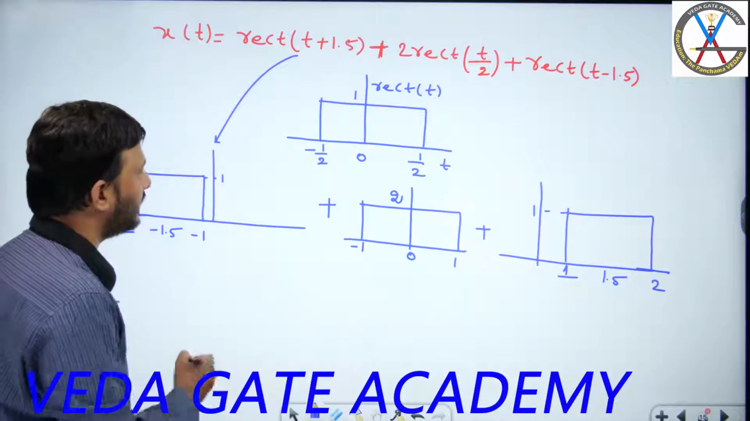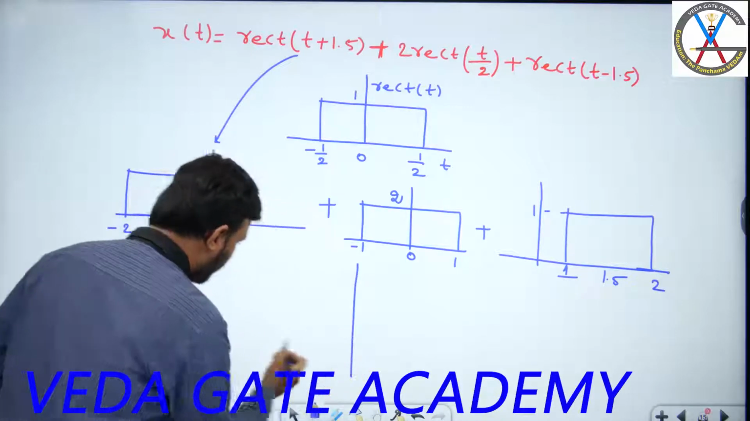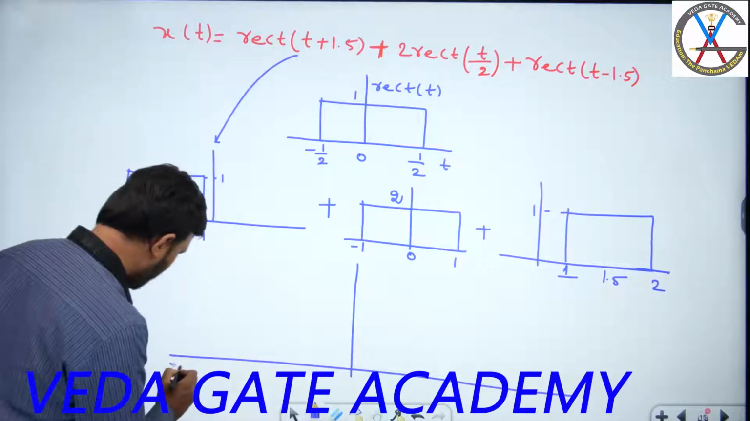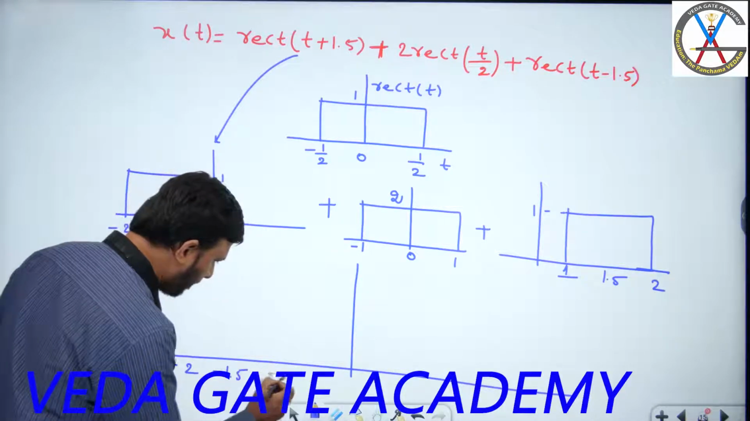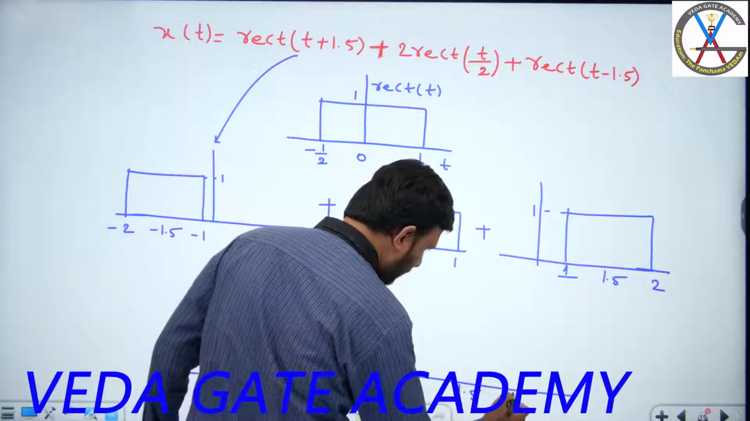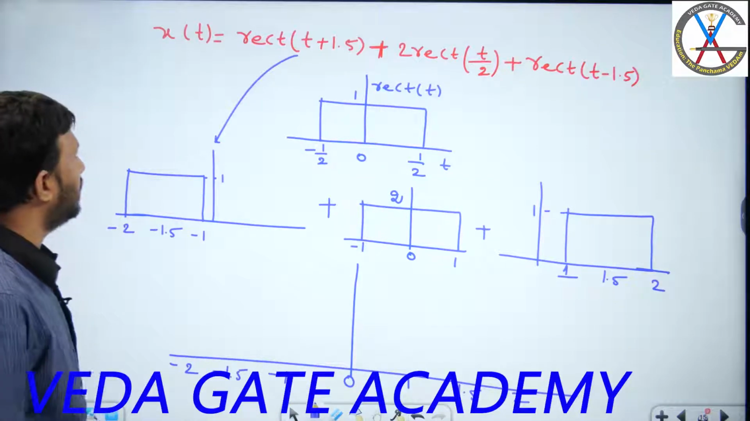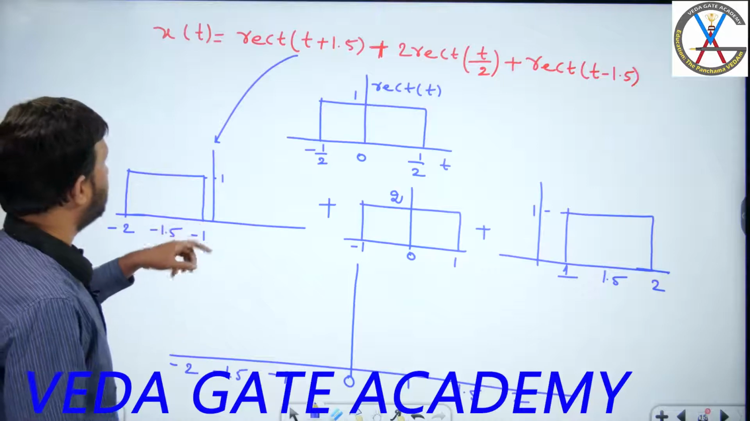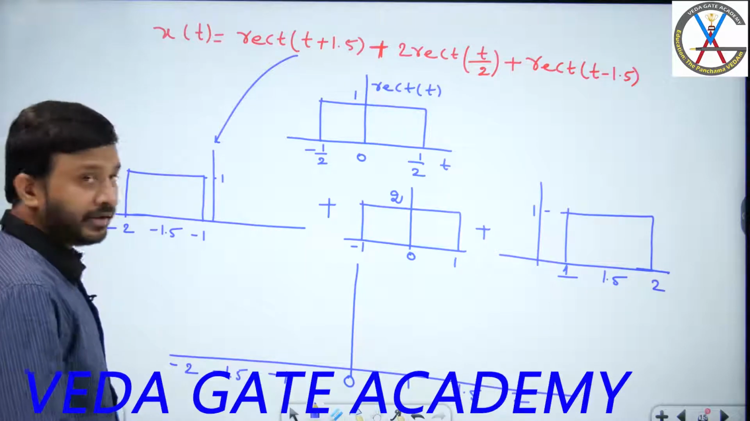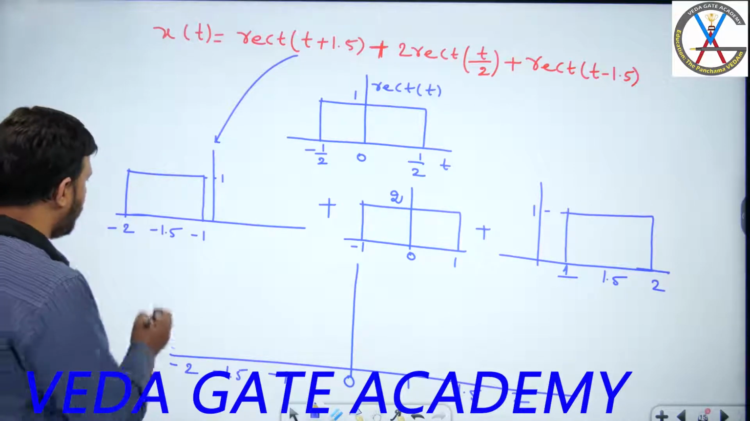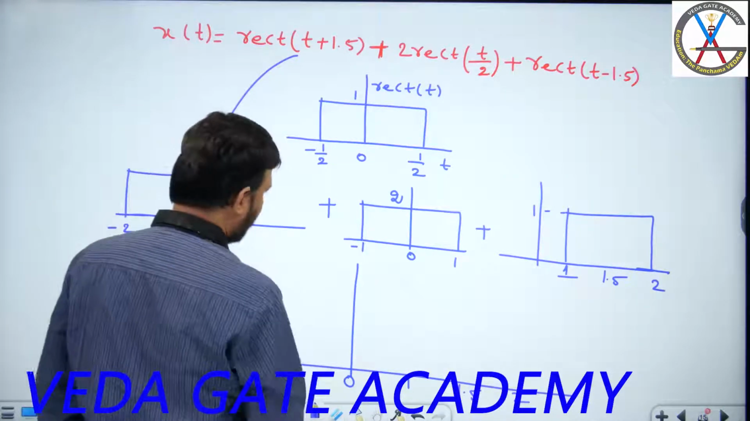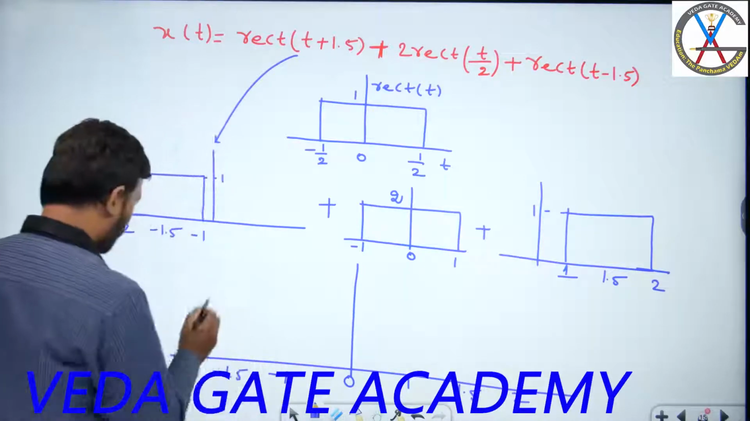What happens if you add these three? The resulting signal will exist from what value to what value? Minus 2 to 2: minus 2, minus 1.5, minus 1, 0, 1, 1.5, 2. Right? Now, if you observe here, from minus 2 to minus 1, what is this value? 1. This value is 0, and this value is also 0. So what will come from minus 2?